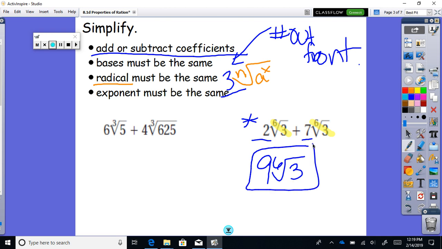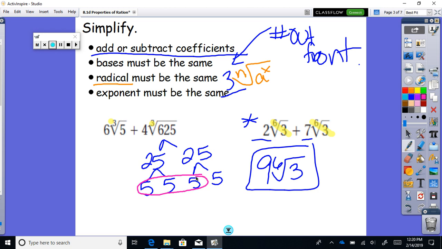Now to the left here, as is, it doesn't appear to be the same, but I do have the same index. They're both cubed roots. In order to add these, I must have the same radicand. So I can simplify 625, and if I can simplify it down to the cubed root of 5, then I'll be able to combine these. 625 is 25 times 25, and 25 is 5 times 5. And remember, for a cubed root, you need a perfect cube to get out, so you need 3 of those 5s. So 5 comes out.